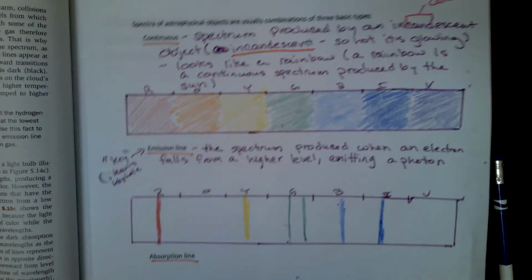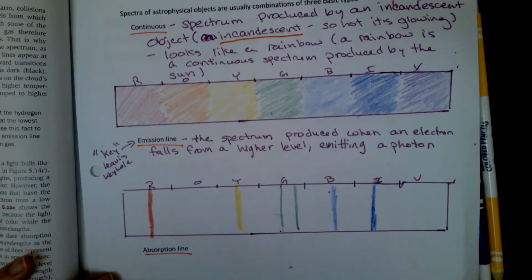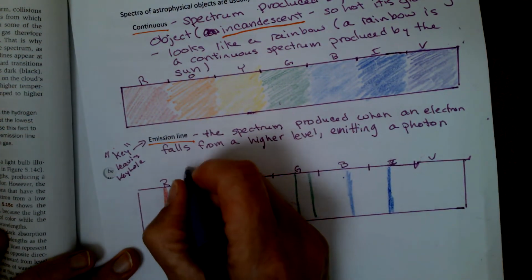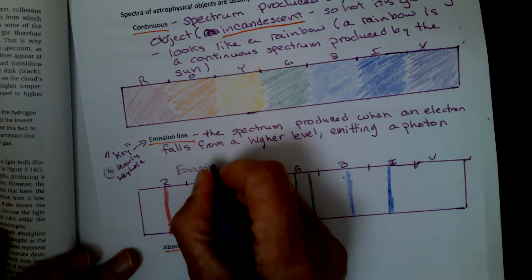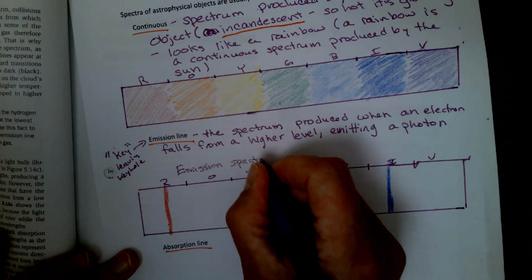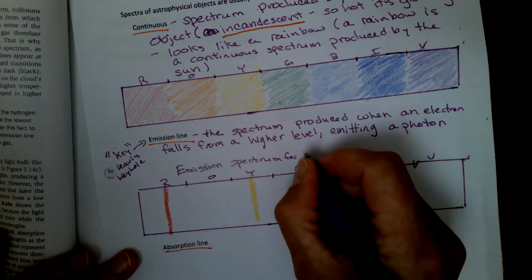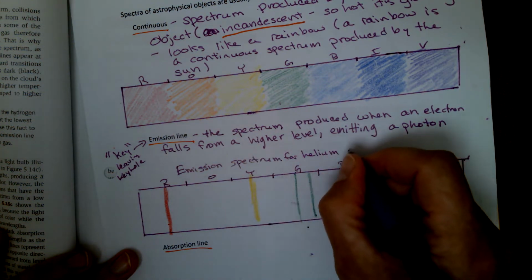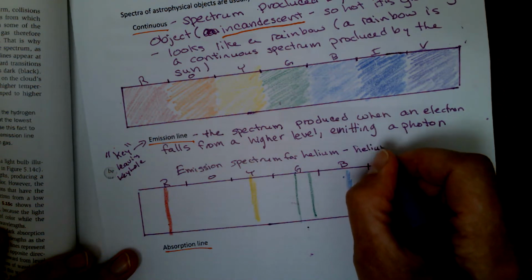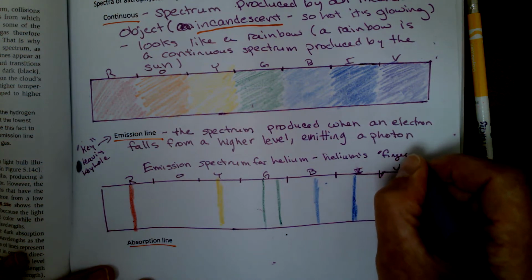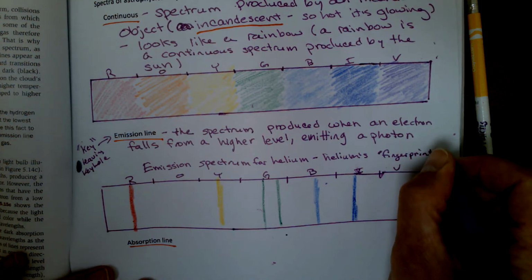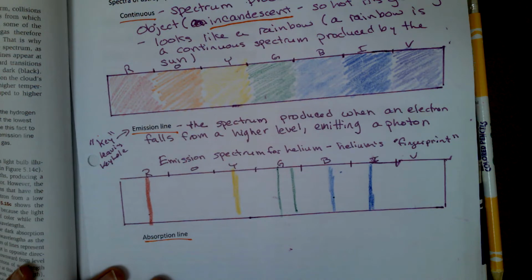So this right here is the emission spectrum for helium. And this is really helium, the element's fingerprint. So if we look at a spectrum in space and we see a spectrum that matches this pattern, we know that helium is present.